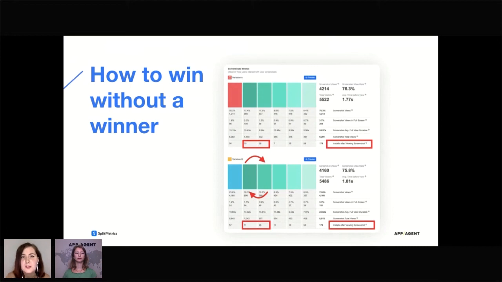These are only a few examples of what you can get with no winner A/B tests. And naturally, this particular analysis won't necessarily be relevant to your app, but it gives you the idea of how much value there is hidden in those no winner A/B tests.